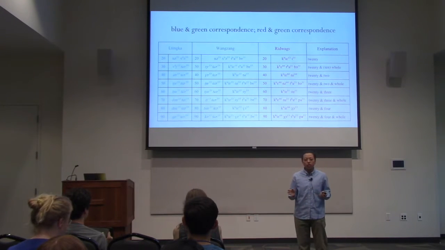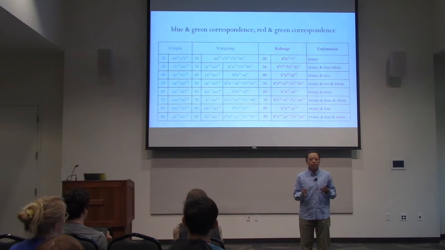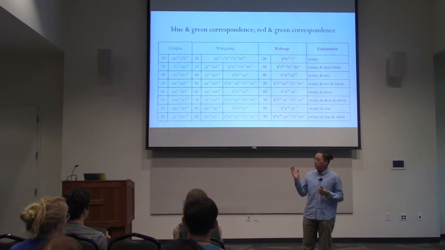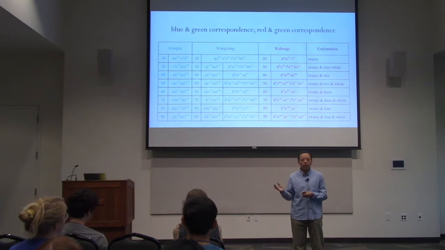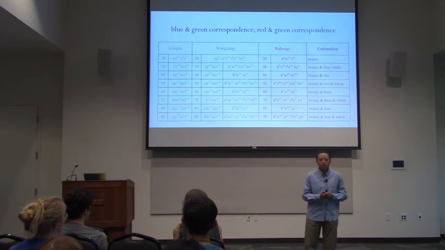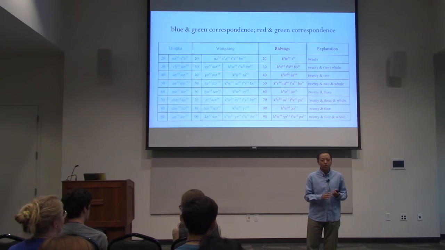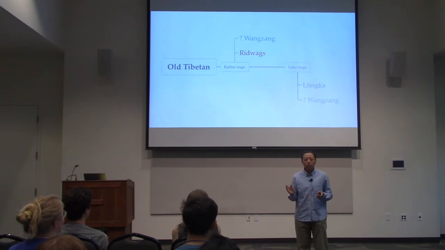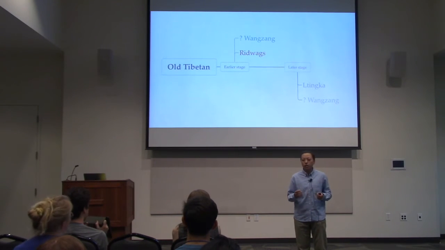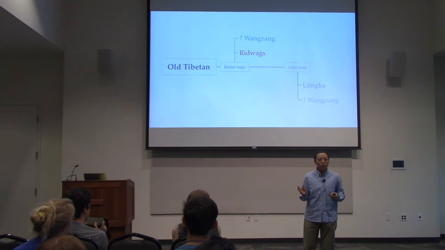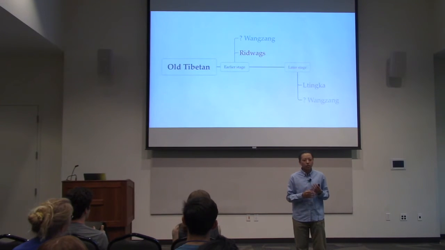So we can establish some correspondence with Old Tibetan, both more than 20 and less than 20. The blue one and the red one can only establish correspondence less than 20. From the correspondence, we can draw a conclusion that Ridwags diverged from Old Tibetan earlier than Blue One. For this reason, Ridwags keeps more archaic features and some more innovations that deserve more attention in linguistic research.